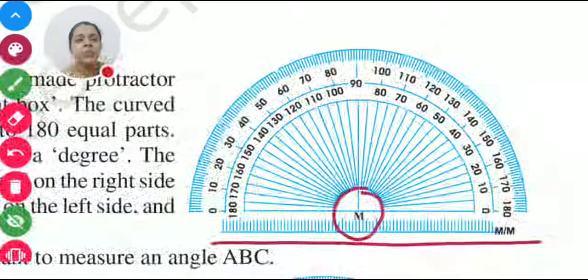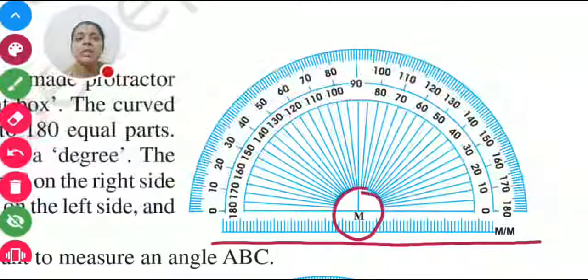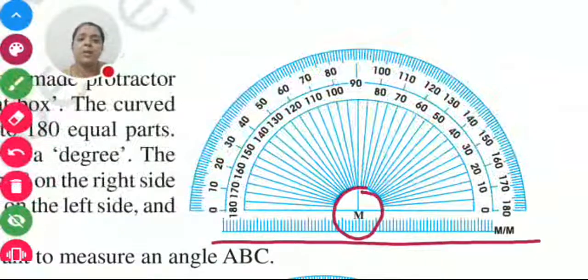What does this M mean? M is actually the midpoint. M is actually the vertex, you can call it over here. So M will work as a vertex. Whenever you want to calculate and find out the measurement of any angle, it is compulsory that one point should be exactly at this point. That you need to remember.